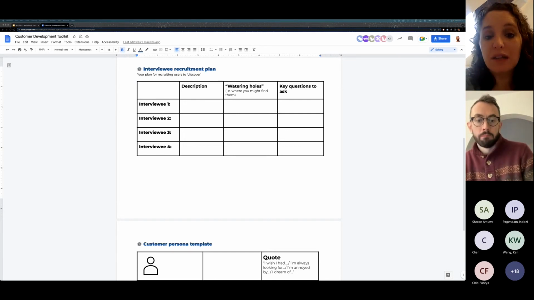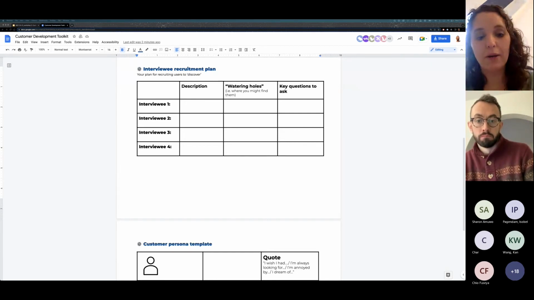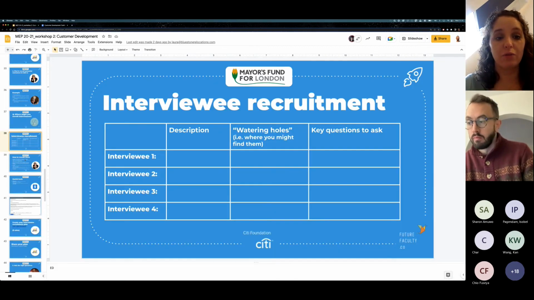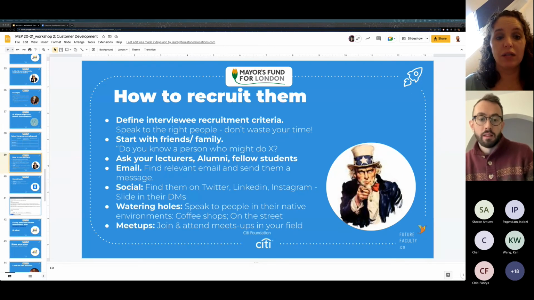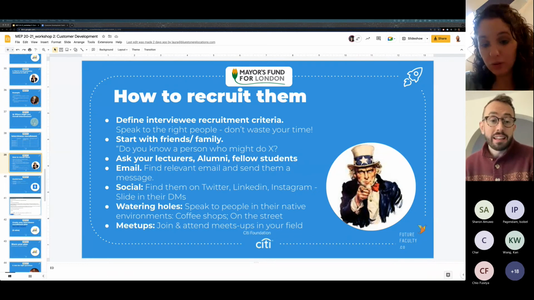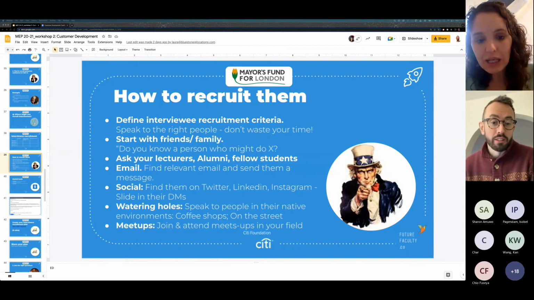And then we're going to start thinking about some key questions to ask as well. And we've got a couple, I believe, let me just double check. A couple of examples of how to recruit them on the next slide. So we've got, for example, defining your interviewee recruitment criteria, so making sure that you're speaking to the right people and you're not wasting your time.